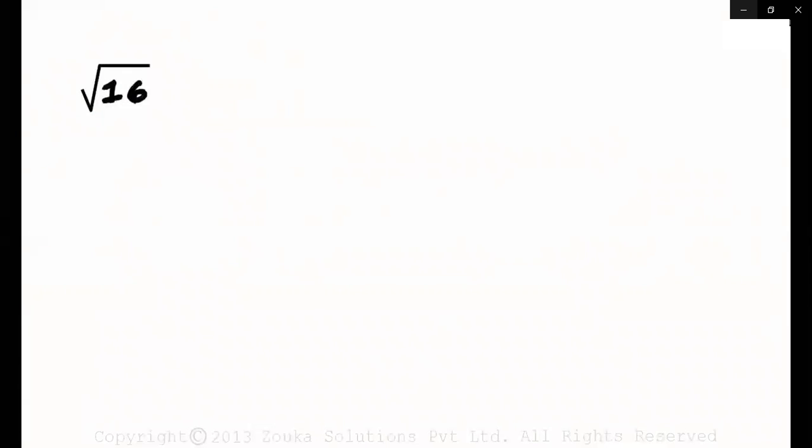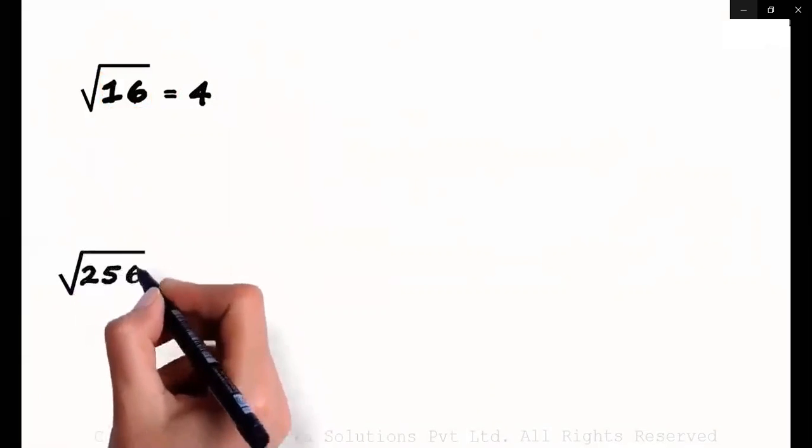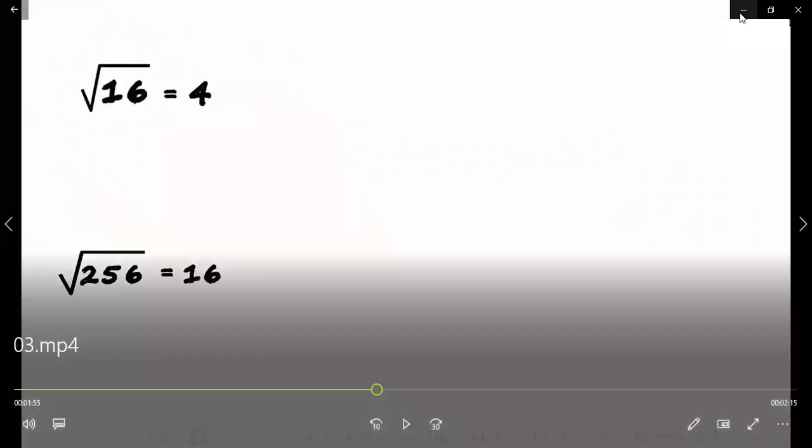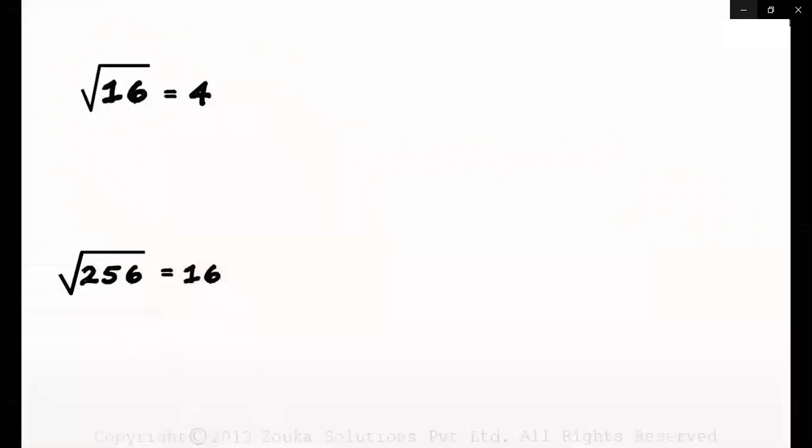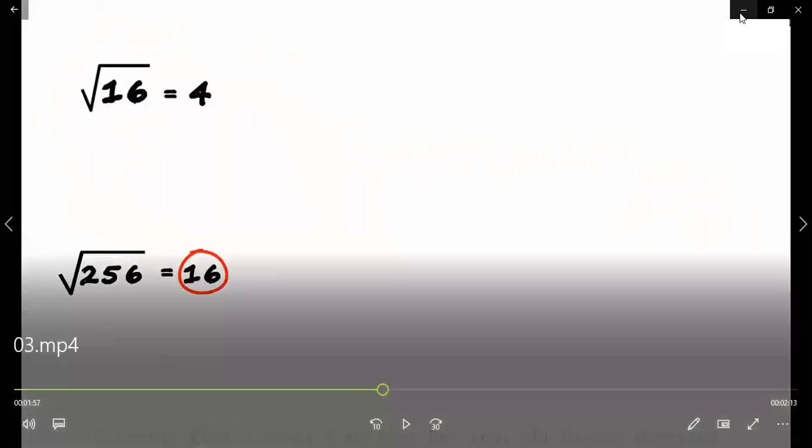For example, the square root of 16, all of you know that it is 4, because 4 squared is 16. So the square root of 16 will be nothing but 4. Okay. So now what we can do, we can write the square root of 256 as 16. Why? Because when you square 16, you will get 256.